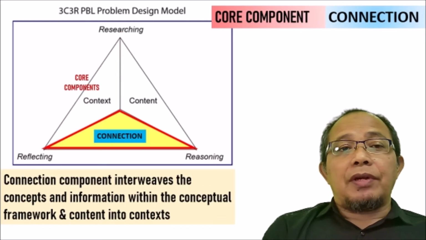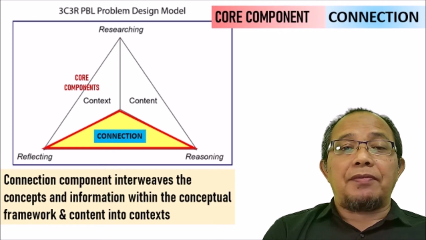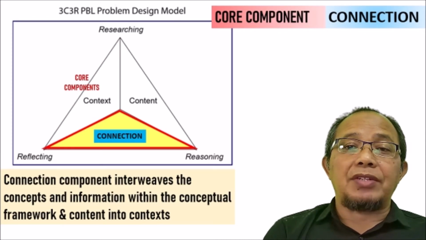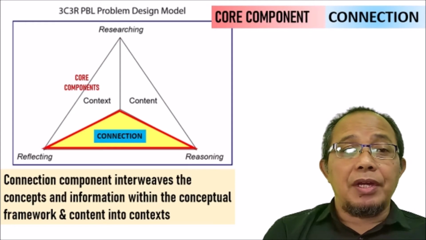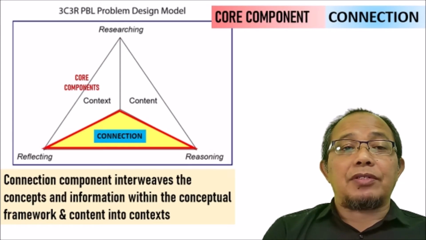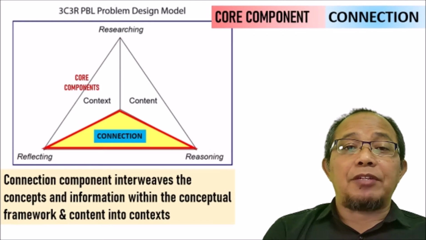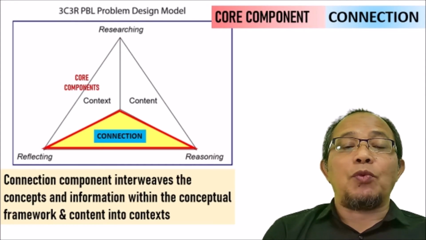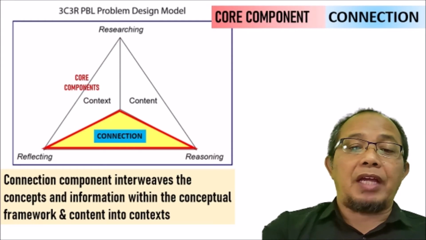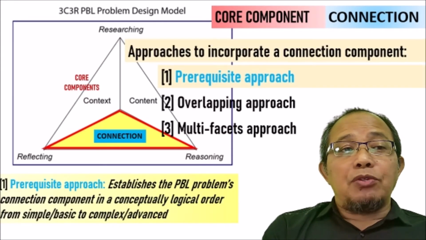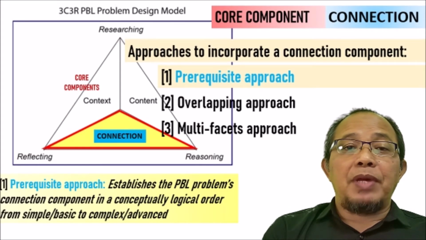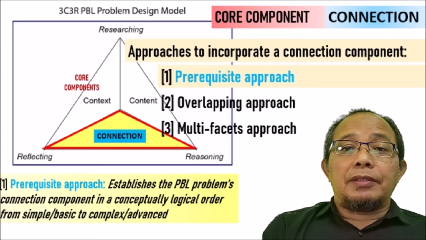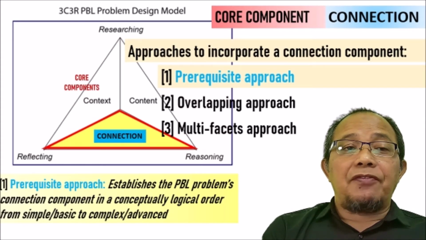The third core component is connection. To solve ill-structured problems effectively, the problem solvers not only have to possess a rich repertoire of necessary knowledge, they also must interlink these diverse sources and knowledge into an effective knowledge-based network and be able to cross-reference related concepts. The connection component functions to interweave the concepts and information within the conceptual framework and content into context. Several approaches can be used to incorporate connection components in PBL problem design. One is the prerequisite approach, two is overlapping approach, and three, multifaceted approach.